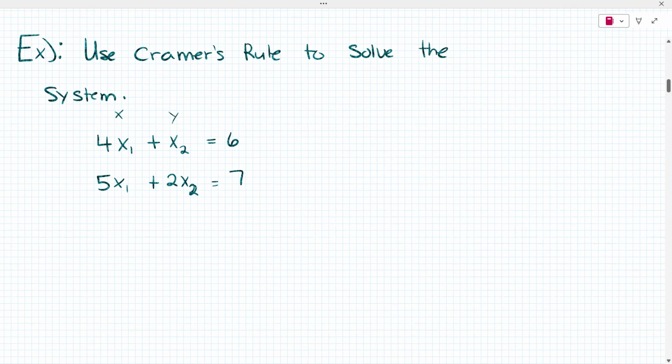First we have to set it up as AX equals B. What would be our matrix A? It's the coefficients of x1 and x2. Looking at it vertically, the coefficients of x1 are 4 and 5. The coefficients of x2: there's no number here, so that's an invisible 1, so it's 1 and 2. So this is your matrix A.